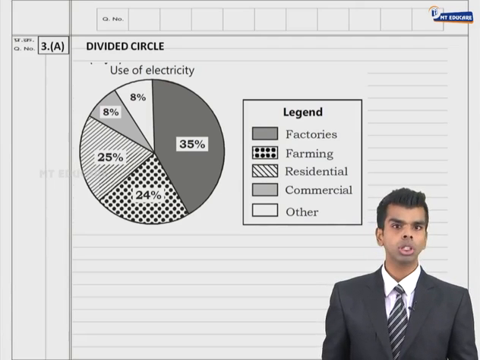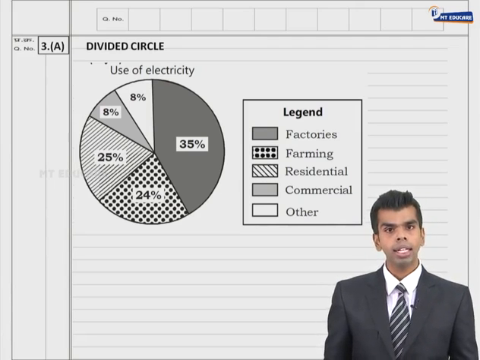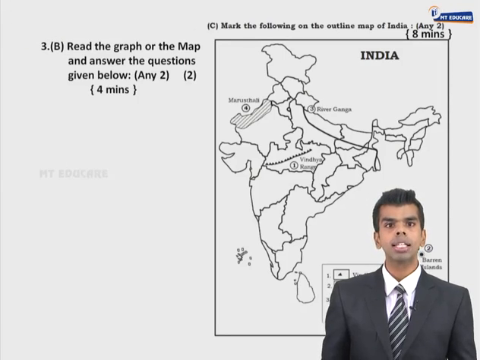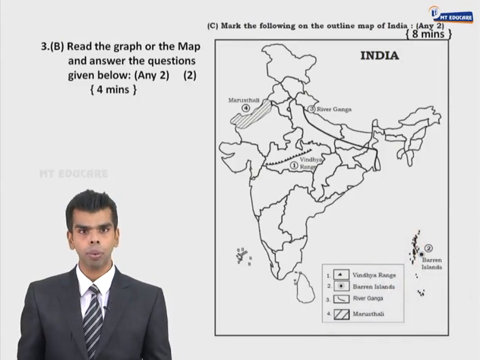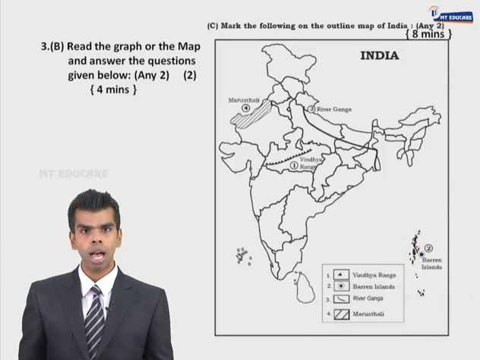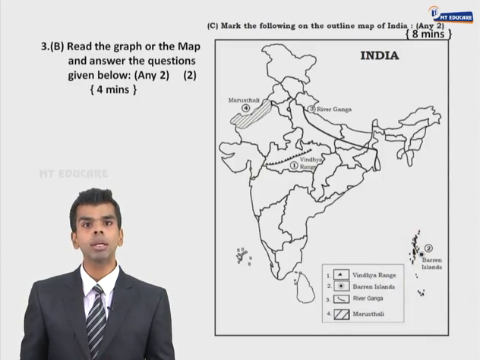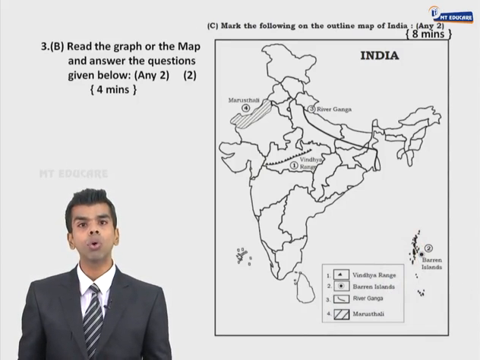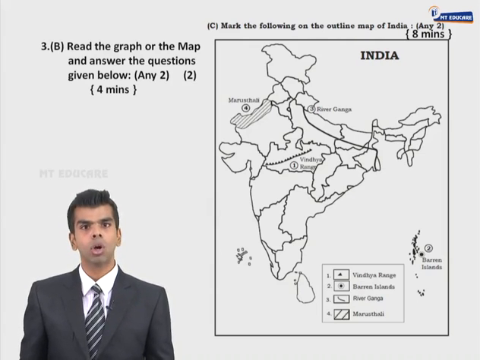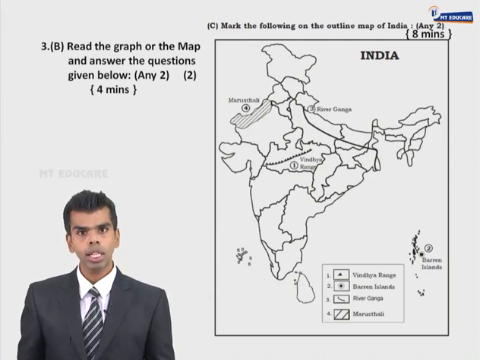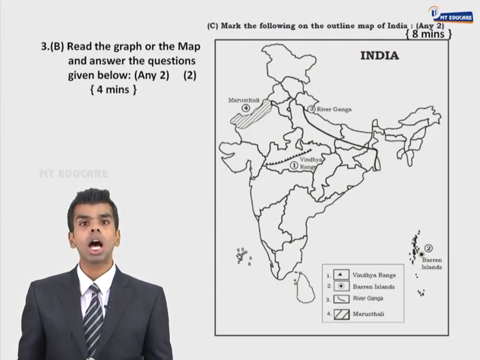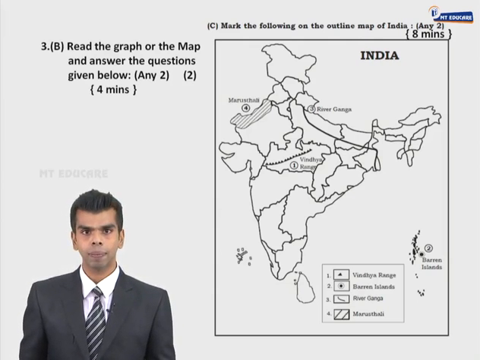Going on towards the next question, that is question number 3b, and this question number 3b is called read the graph or the map. For reading this graph or the map, after reading we need to attempt any 2 questions out of 4 questions given below, and the approximate time for this question is 4 minutes for 2 marks. See to it that when you attempt the questions over here, your answers are in complete sentences.